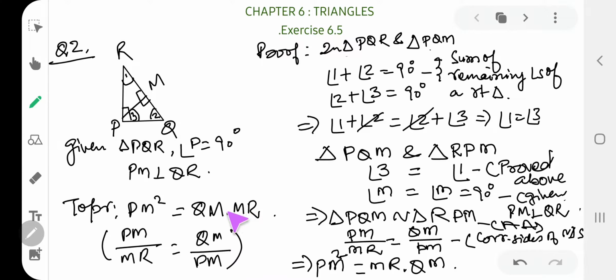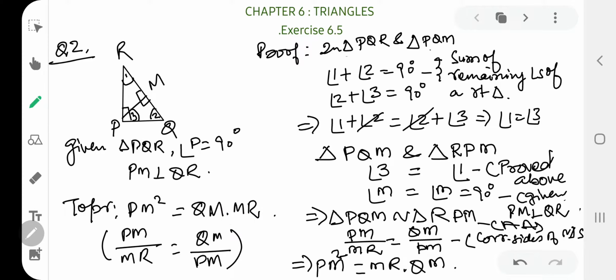You must remember that I told you that if you are able to see the square present only in left hand side or only at one side of the to prove, that means this is not the application of Pythagoras theorem. This is the application of similar triangles. That means in this question you need to prove the two triangles similar.